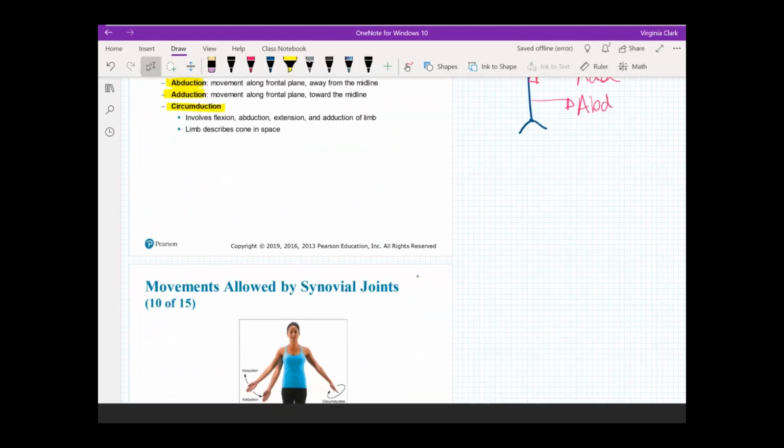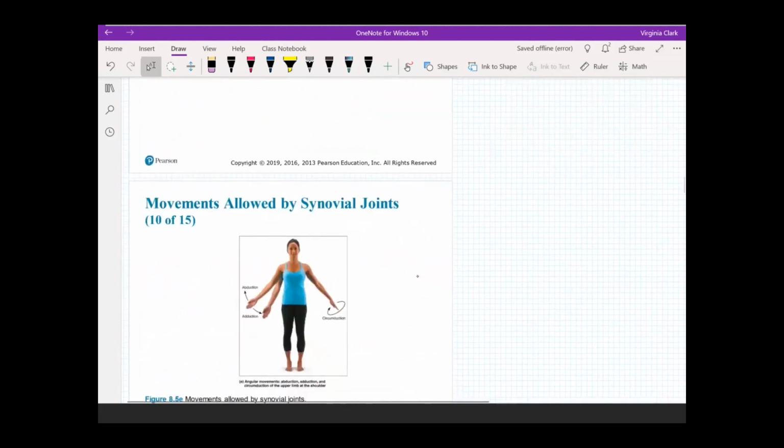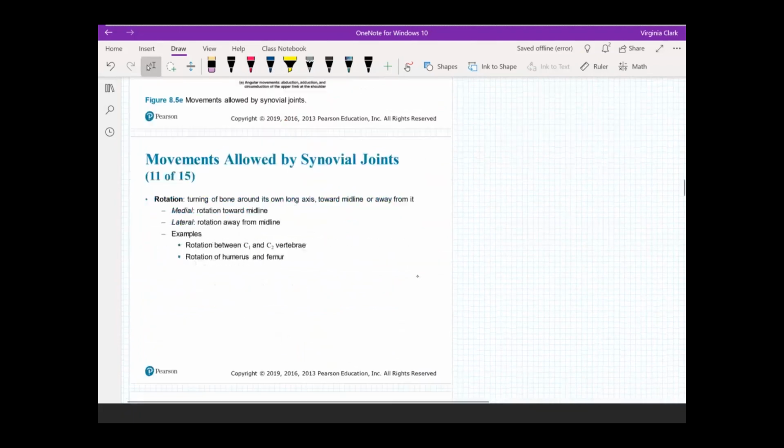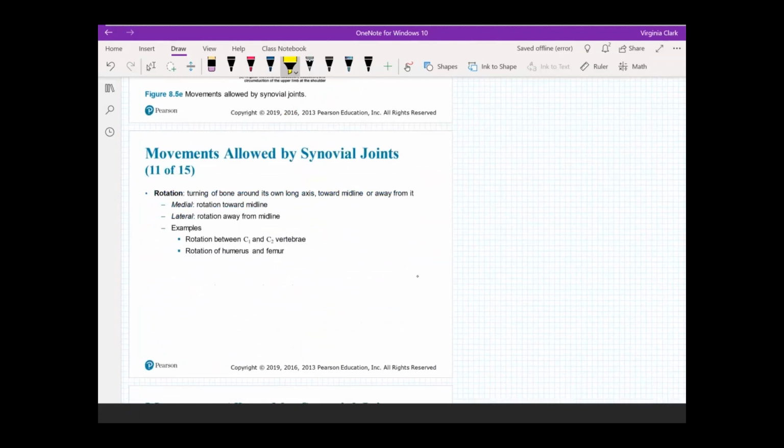You do everything we've talked about, but the best way to do this is you're describing the cone in space. So you've got your arm right here, and what you're doing is you're rotating it around. That requires you to move it toward the midline and away from the midline. It requires you to increase and decrease this joint. All of that is flexion, extension, adduction, and abduction. Okay, so the next section is going to be rotation. We did our gliding, our angular, and now we're doing rotation.